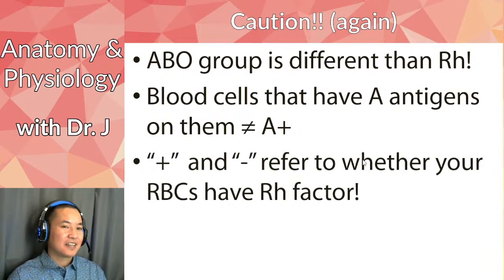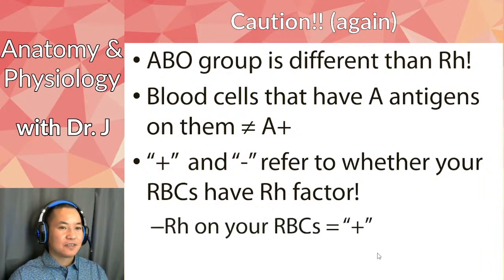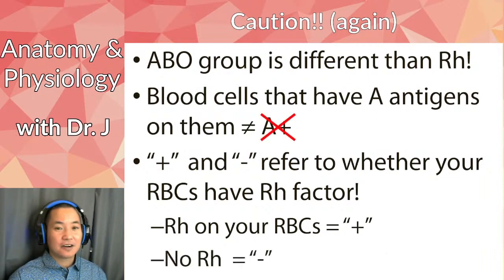So positive and negative in this ABO-Rh system refers to this factor only. It doesn't matter what the letters are. It just depends on whether that Rh factor is on the surface of your red blood cells or not. If there's Rh factor on your red blood cells, you're positive. If there's no Rh on your red blood cells, you're negative. So if someone has A antigens but they don't have Rh, they are A negative.